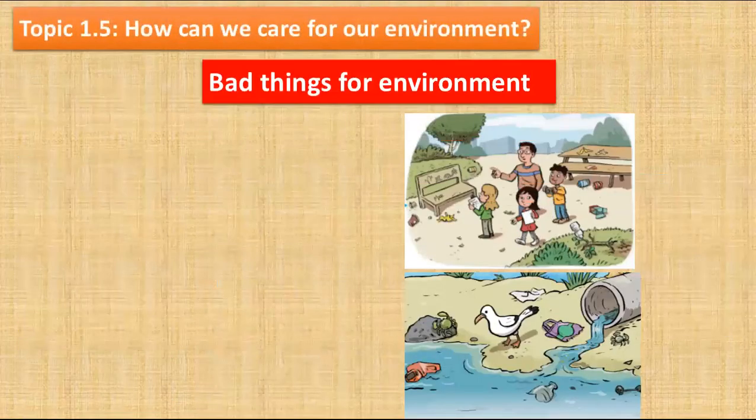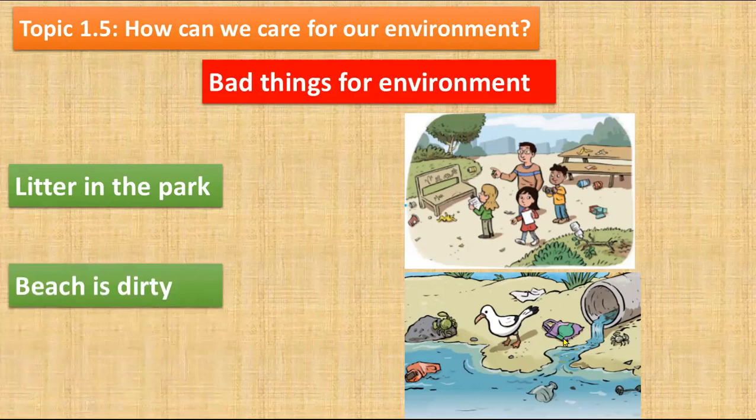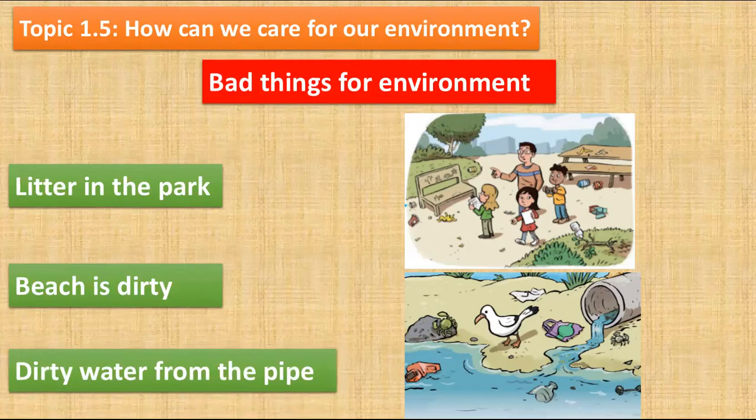The next thing, what bad things people do to the environment. Now look at this park, the litter in the park. This park is full of litter. See the packages, the paper, the carton, the can. So this is a bad thing for the environment. And look at the beach. The beach is dirty. Who did this? People. And the dirty water from the pipe. So here are the three bad things people do to the environment.